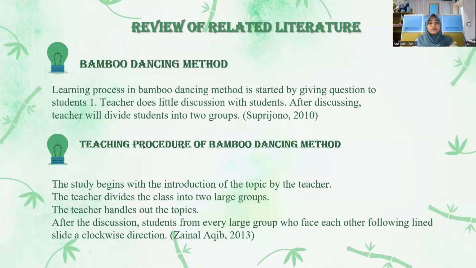Next, there is the review of related literature. Firstly, about bamboo dancing. According to Suprijono 2018, the learning process in the bamboo dancing method starts by giving a question to students. So the teacher has a little discussion with students. After discussing, the teacher will divide students into two groups. For example, if there are 40 students in the class, the teacher should make two big groups. Each group consists of 20 students.